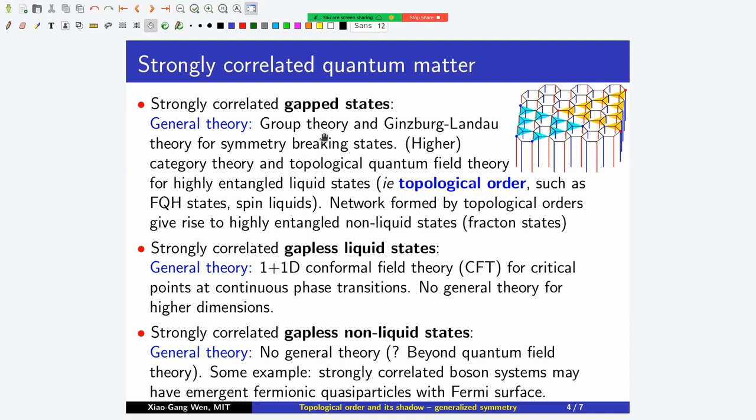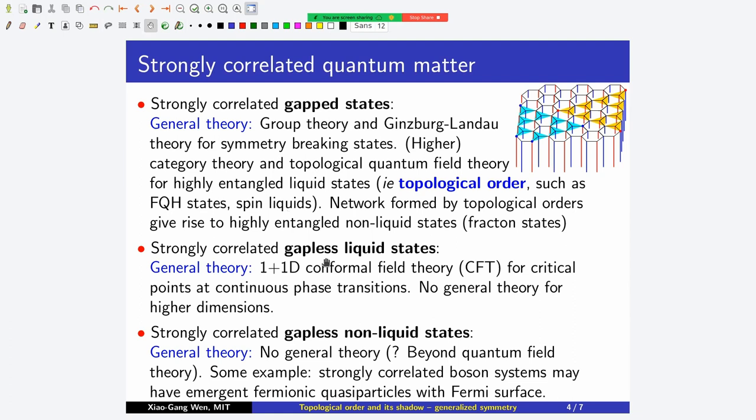However, we also have highly entangled gapped liquid states. For those, things are more complicated, so group theory is no longer enough. The Ginzburg-Landau theory is replaced by topological quantum field theory, and group theory is replaced by category theory. So some category theories enter into the picture. That is the strongly correlated gapped states. Here we need a new mathematics because we are dealing with entanglement. Highly entangled quantum states have a much richer structure, beyond symmetry.